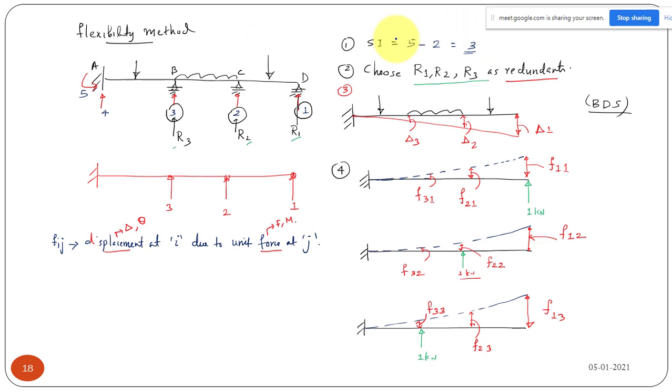So can you tell me, let us say R1, R2, R3 are the actual forces we have. What is the deflection at location 1, at coordinate 1? What is the total deflection due to R1, R2, R3?